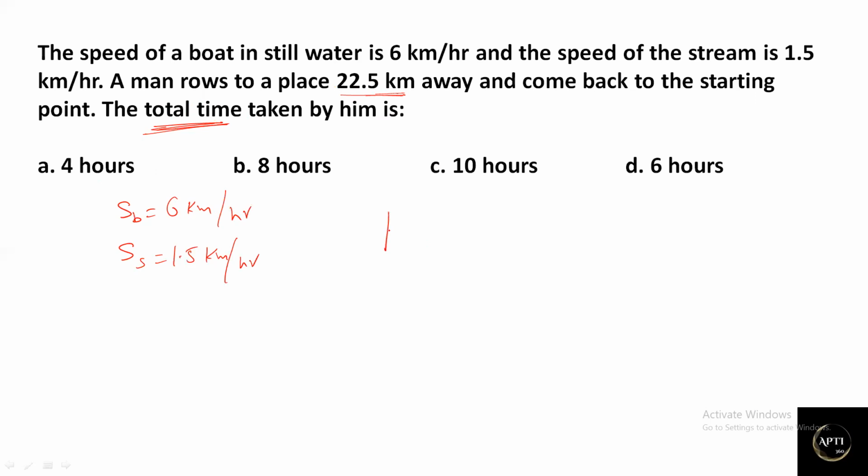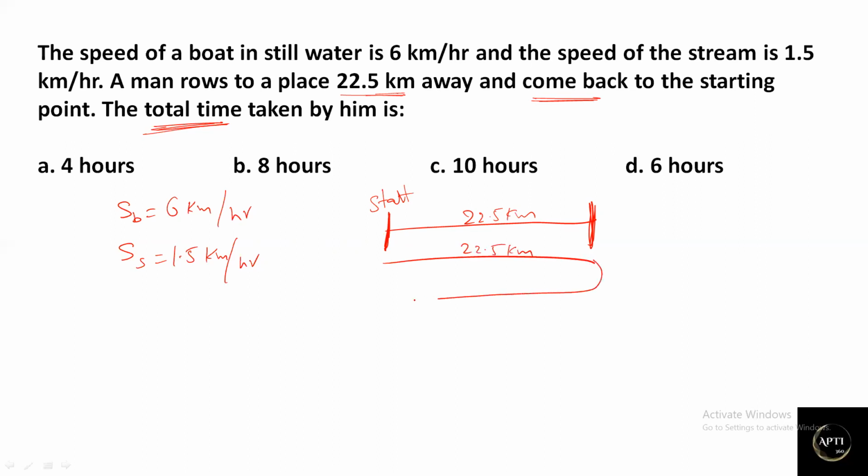What they are saying is a man starts from a particular point, the starting point, and the ending point is 22.5 kilometers away, and he comes back. He is traveling 22.5 while going and he is coming back to the starting point, so again he is traveling 22.5. What is the total distance he traveled? 22.5 plus 22.5 equals 45 kilometers.